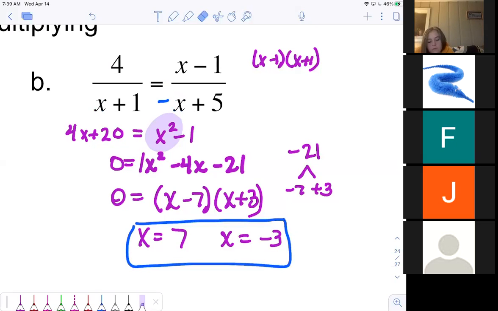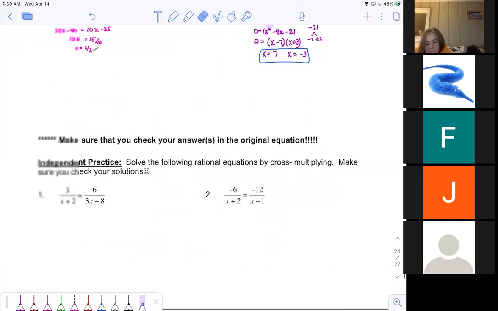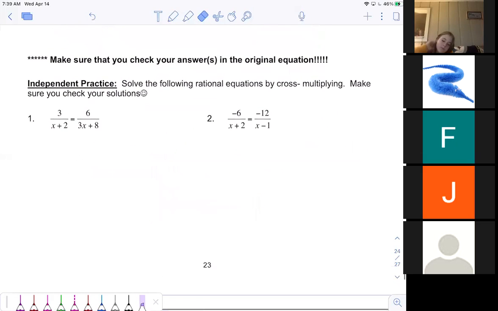So there are two problems at the bottom. See if you can do those two independent practice problems, and then we'll talk about the next way that we can solve these equations. Solve the following using cross multiplying. Make sure that you check that solution into the original equation.